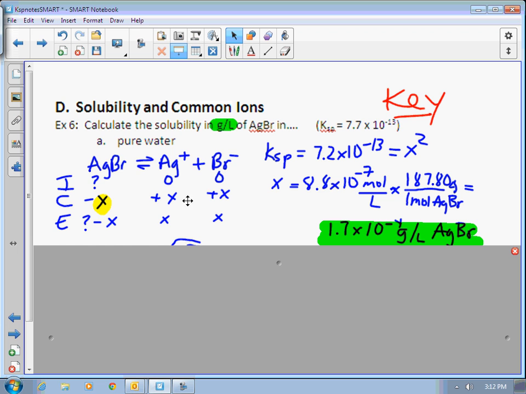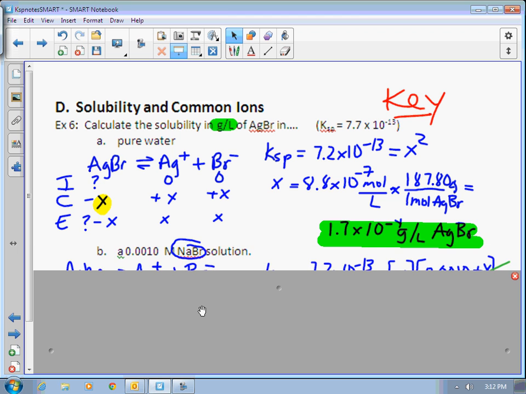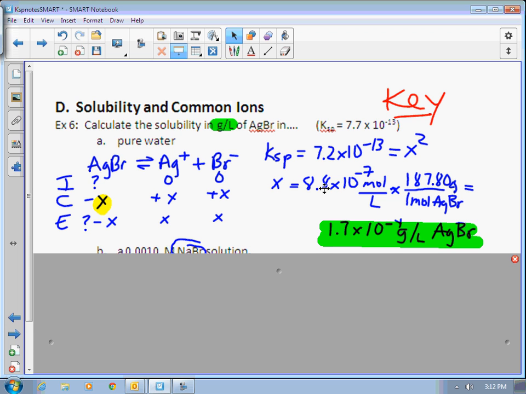Alright, so for this first one, we've got a beautiful little equilibrium going on here. Initially, since we're in pure water, we don't have any silver ions or bromide ions. So as it turns out, when you calculate your Ksp, x comes out to 8.8 times 10 to the negative 7th, okay? And then I did convert that to grams per liter. So the solubility of silver bromide is 1.7 times 10 to the negative 4th.